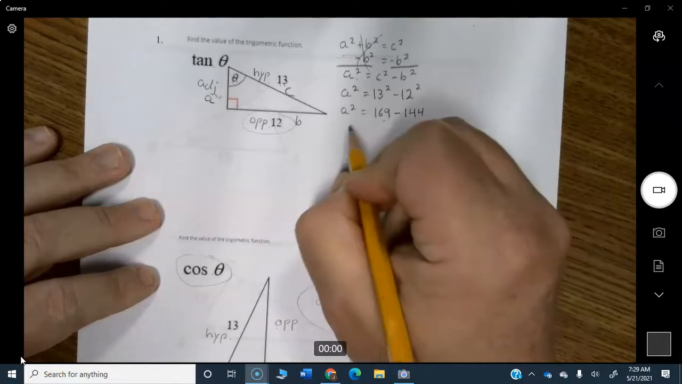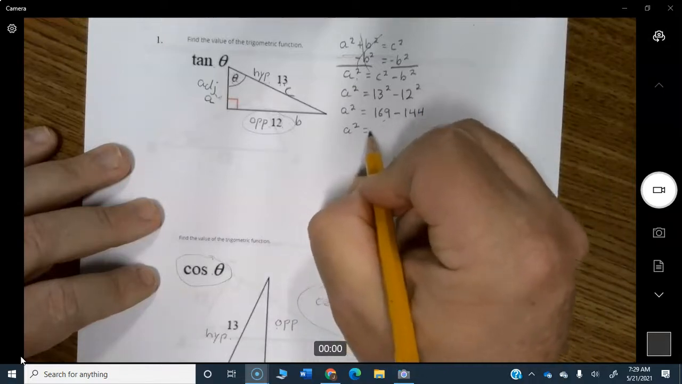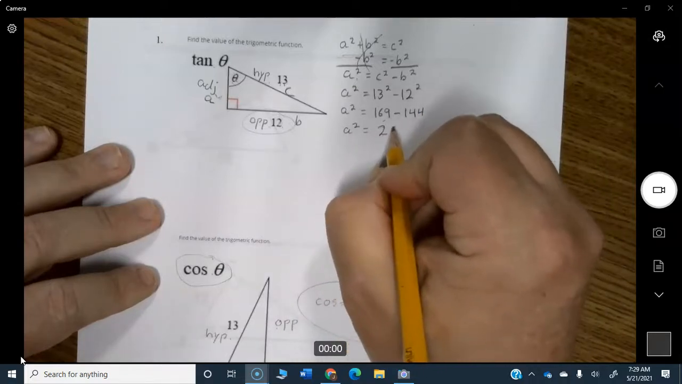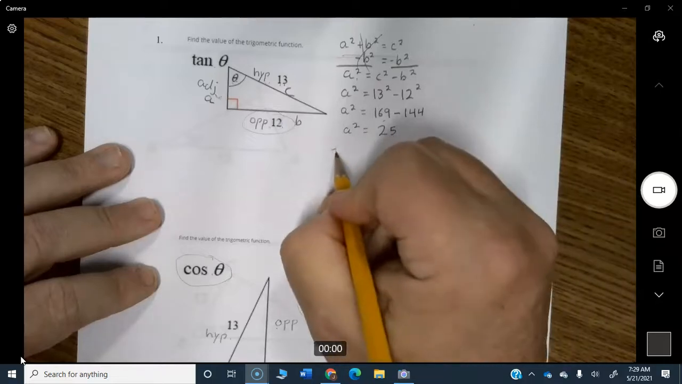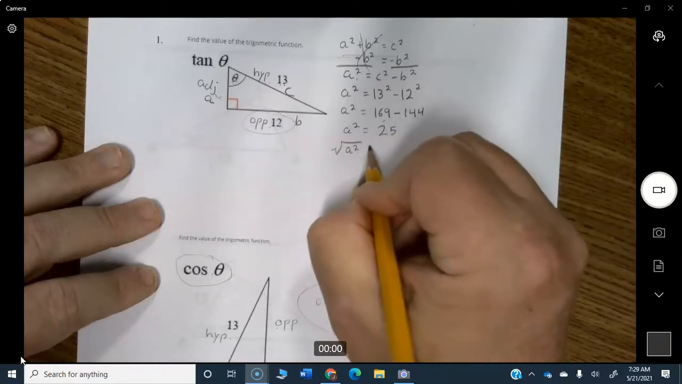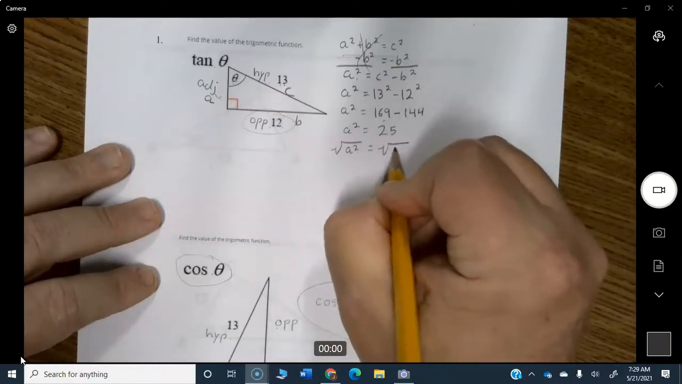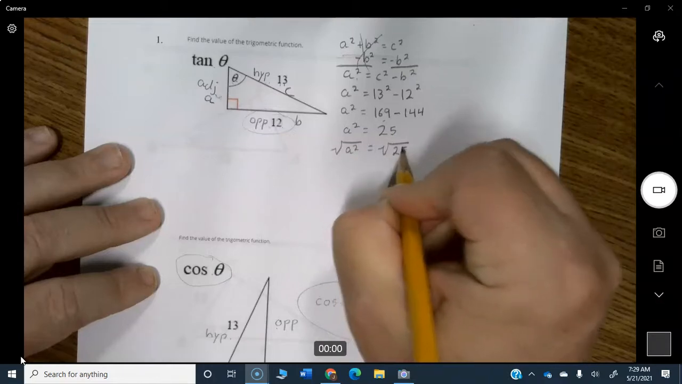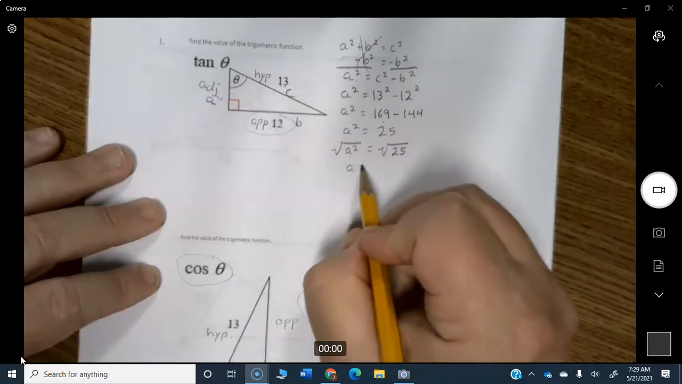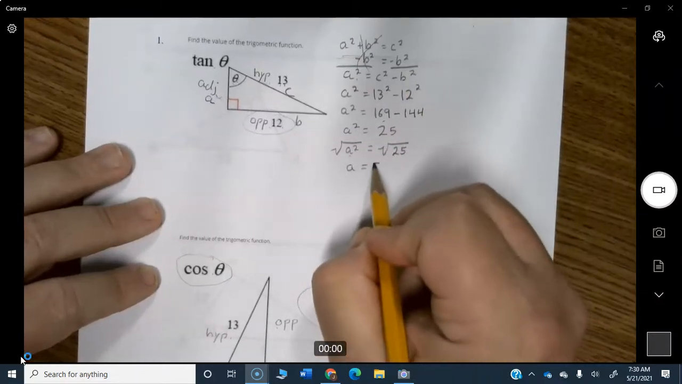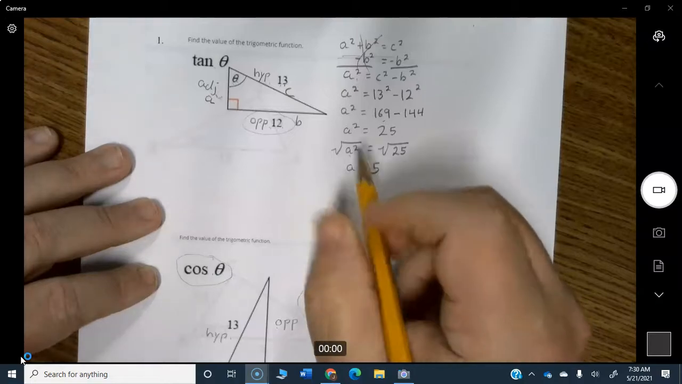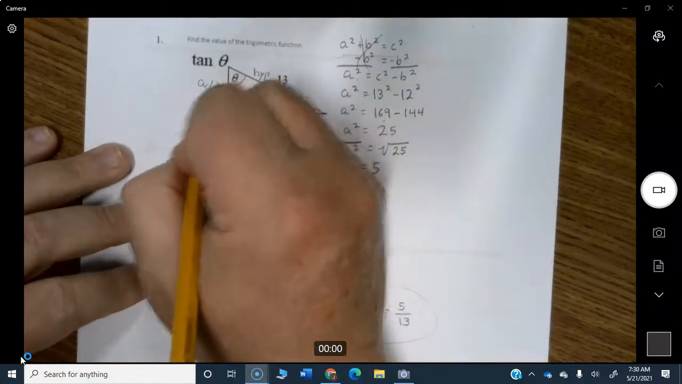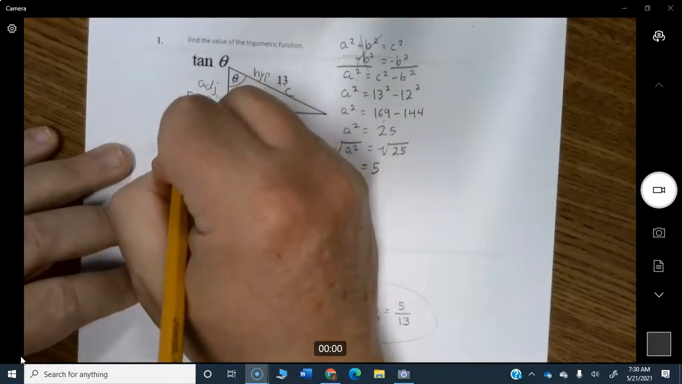So 169 minus 144, a squared is going to equal 25. And now you take the square root of both sides, because we're trying to get to a. The square root of a squared is a, that's what we want to know. The square root of 25 is 5. Okay, so that means this side over here is 5. Just write it right here.